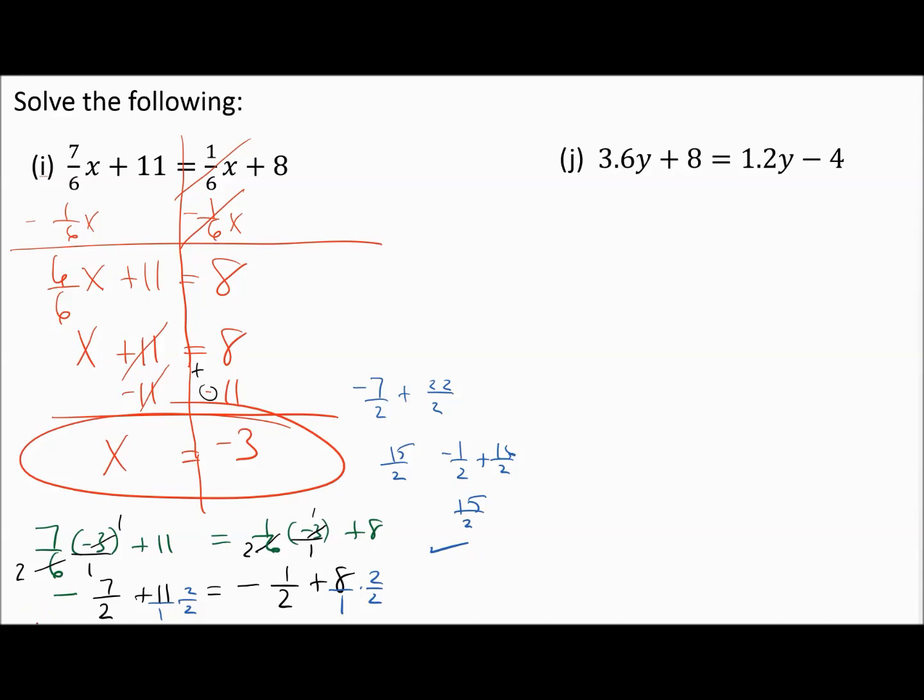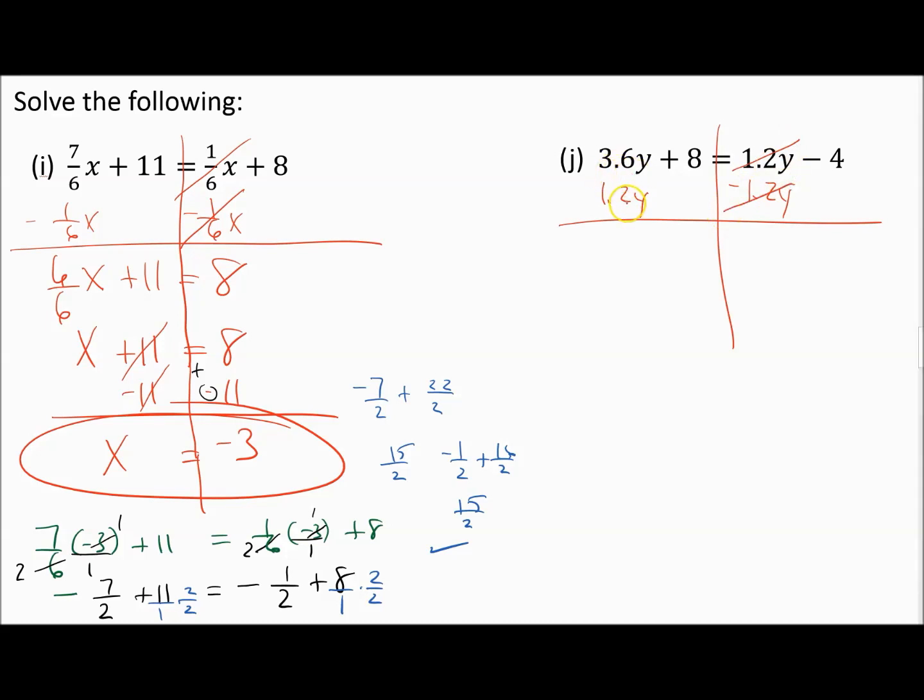Okay, for our next problem, we just have decimals to deal with. So we need to, once again, decide which side is our variable side, which side is our constant side. And it doesn't matter, except for the one fact that if you let your variable side be the one with the larger coefficient, then you wouldn't have to deal with negative values. So I'm going to subtract 1.2y from both sides of the equation. So it's gone from the right side completely.